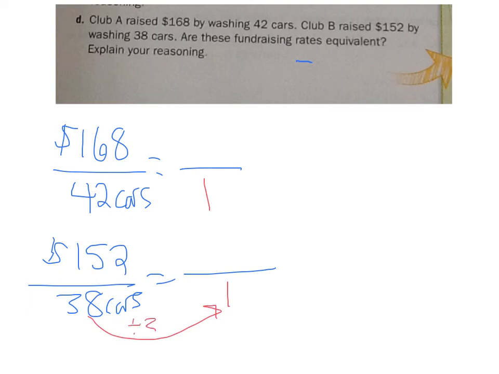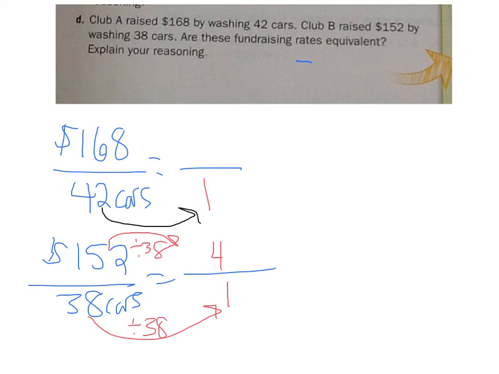Well, if I divide 38 divided by 38, I get 1. So now I do the same thing to the top. If you do not know what 152 divided by 38 is, you can do it off to the side. 152 divided by 38 is actually 4. Now I do the same thing to this ratio up top.